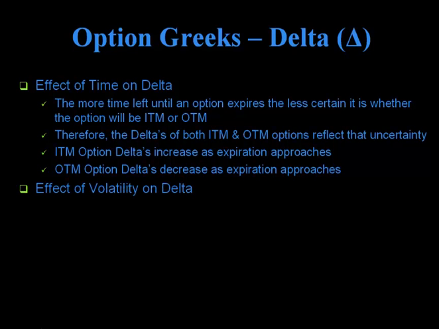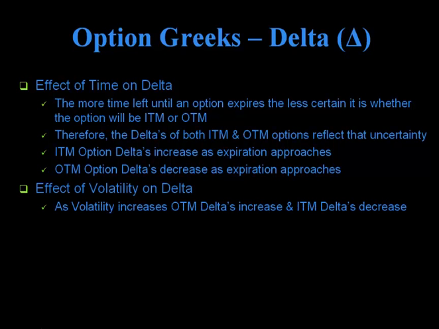How about volatility? Does that affect delta? Well, sure, it affects delta. As volatility increases, then an out of the money delta will increase. Why? Well, because that means there is a higher probability that that underlying security is going to move up and down a greater distance. Hence, it has a higher probability of finishing in the money. Hence, the delta will increase a little bit.